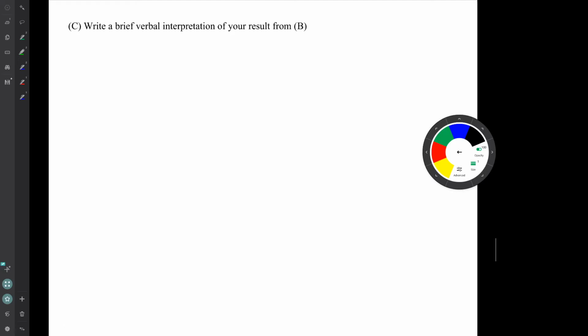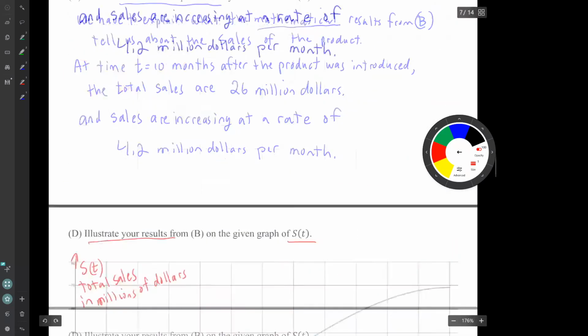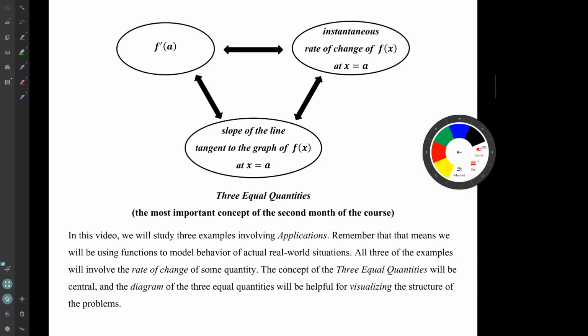Write a brief verbal interpretation of our result from B. Let's go back up and look at that result. The result from B was that n prime parentheses 2 was the number 3. Let's go back up and look at our diagram. We found that n prime parentheses 2 was the number 3, and that corresponds to this. That number is the rate of change of the function.